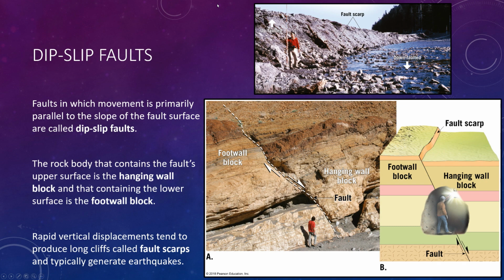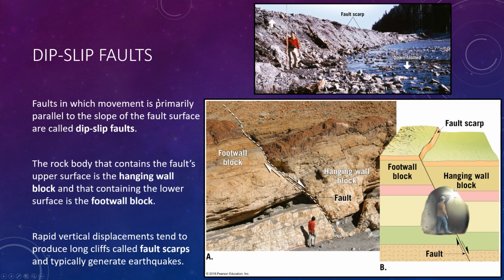These names were first used by prospectors and miners who excavated metallic ore deposits such as gold that had precipitated from hydrothermal solutions along inactive fault zones. The miners would walk on the rocks below the mineralized fault zone and hang their lanterns on the rocks above. Rapid vertical displacements along dip-slip faults tend to produce long, low cliffs called fault scarps, which you can see on the top. The movements that form such scarps typically are generating earthquakes as well.